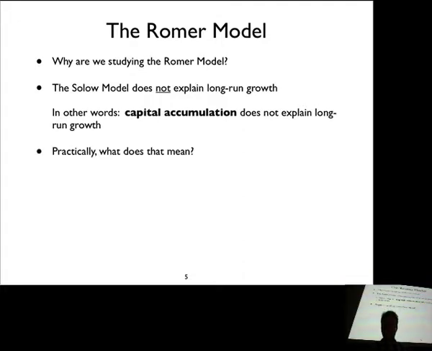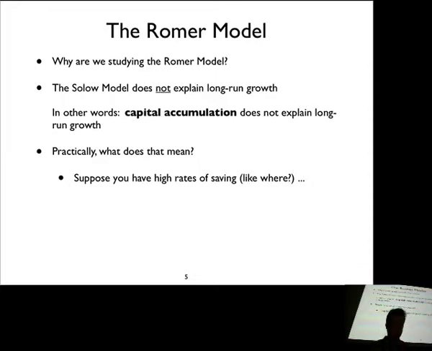Practically, what does this mean? Well, suppose you have high rates of saving, like where? Well, places like China, but also other countries along the Pacific Rim, like South Korea and Singapore, I think is another example. We'll see this at the end of the slides today. These are countries that have very high rates of saving.